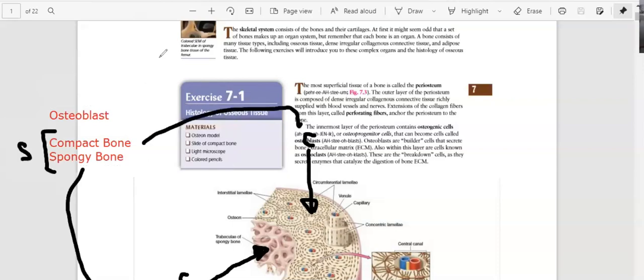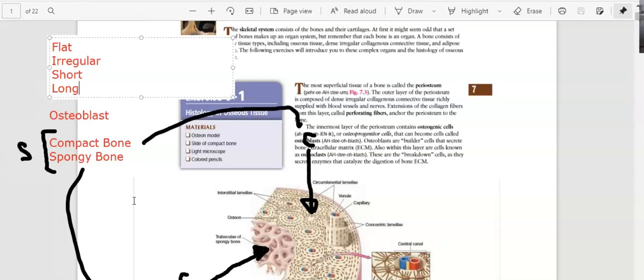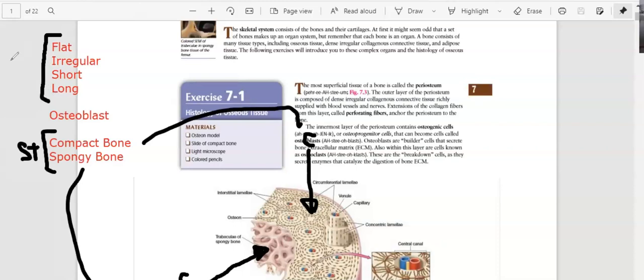But the osteoblast can also build the bones based on the shape. You're going to have flat bones, irregular bones, short bones, and long bones. So then these bones that you see right here, the osteoblast builds the bones, but based on the structure, you're going to have compact and spongy. But based on the shape of the bones that are being built, you're going to have flat, irregular, short, or long.